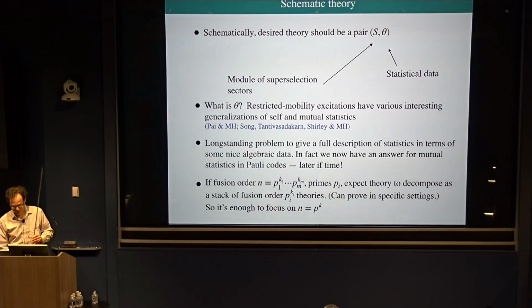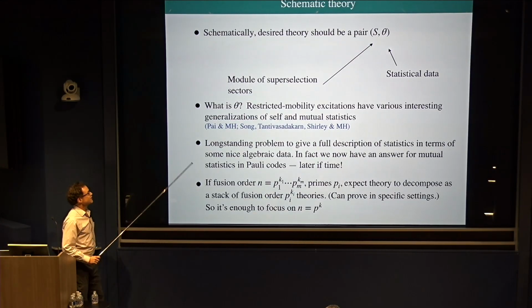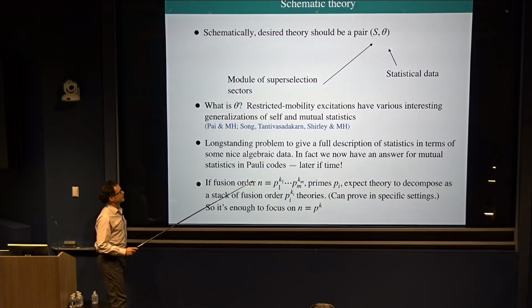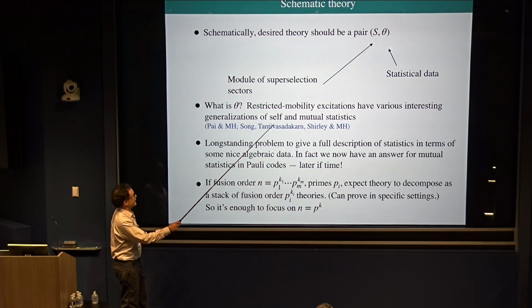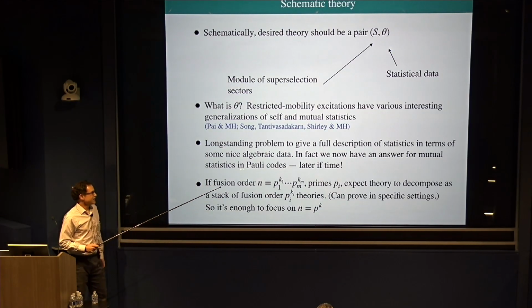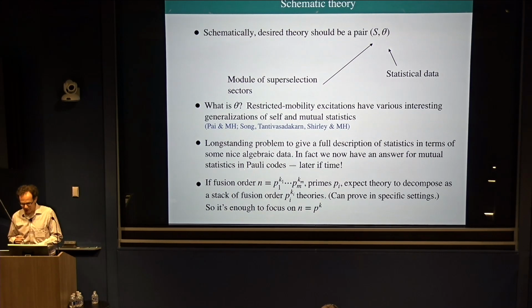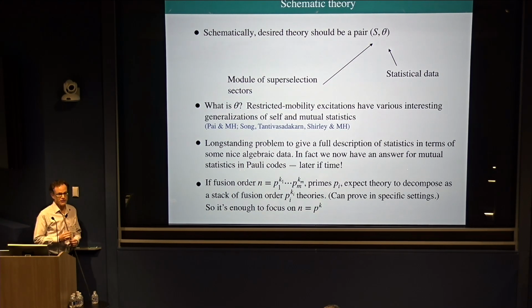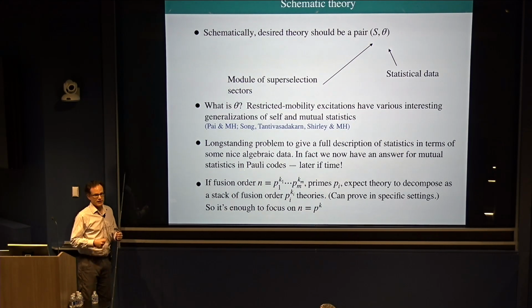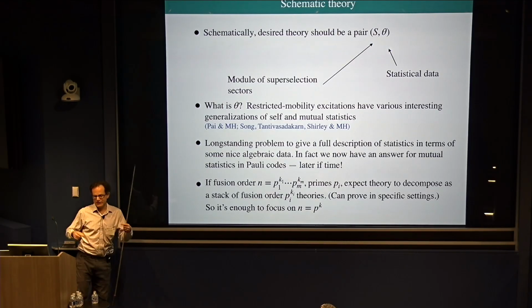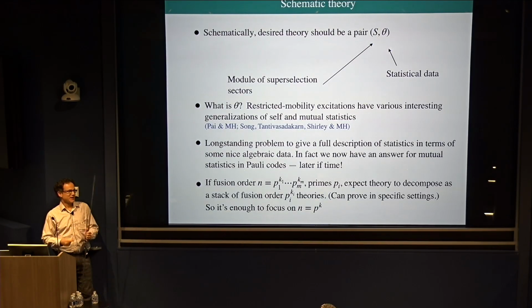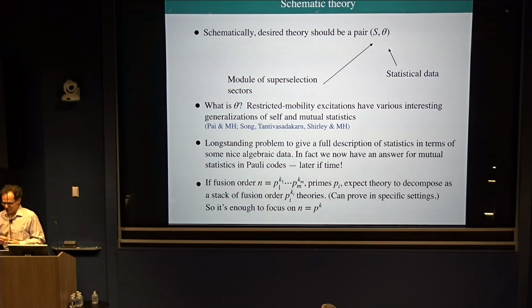But that's not the full theory. What we really want, like in the theory of abelian anyons, is something like a pair of S and some statistical data, which I will schematically call theta, but in general, we don't know what it is. We do know that there are interesting and very non-trivial generalizations of self and mutual statistics, even to completely immobile fractons. So for example, it makes sense to take two fractons and exchange them and ask what phase you get, even though they can't move in a completely conventional way.